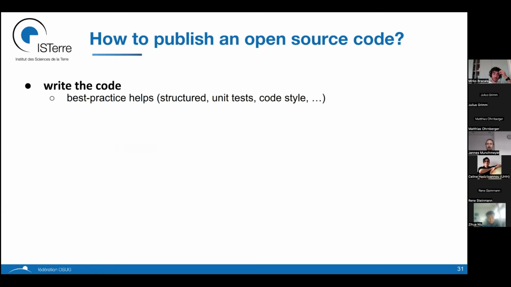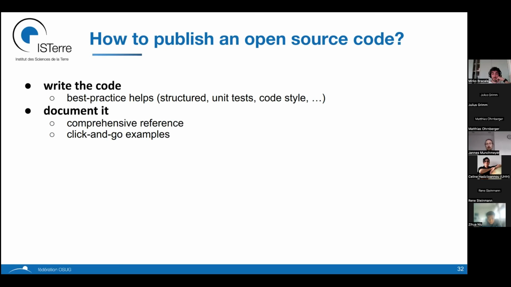The first step is write the code. I would say best practice helps a lot. So things like structured code, use classes to properly structure your code, do unit tests, use a code style, and so on and so forth. But when I say best practice helps, it's not absolutely necessary. It depends very much on the case, how much best practice you should use. So I wouldn't be intimidated by this step.